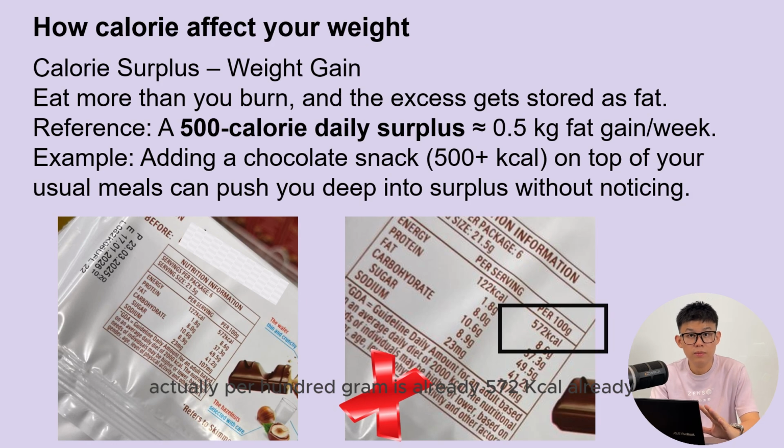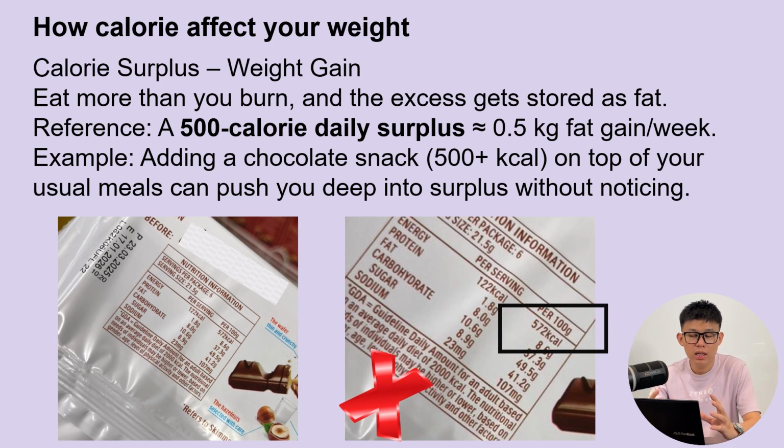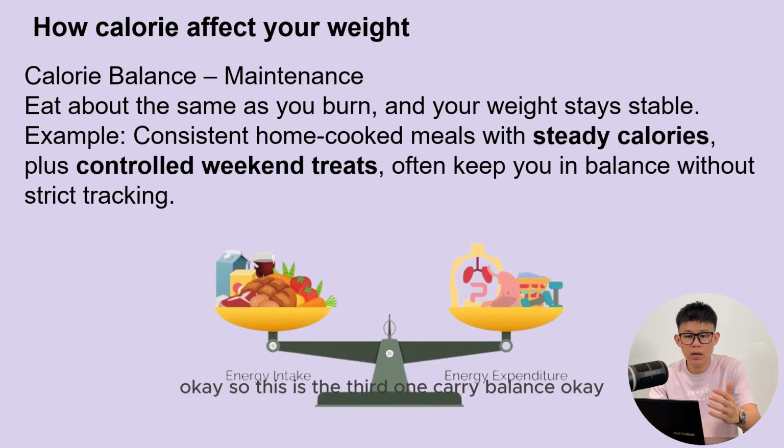572 kcal already. Do you know 572 kcal equals how many apples? Do you still remember that I mentioned just now? It's roughly 8 to 10 small apples as well. Okay, so this is why we gain weight without noticing. So this is the third one, calorie balance.